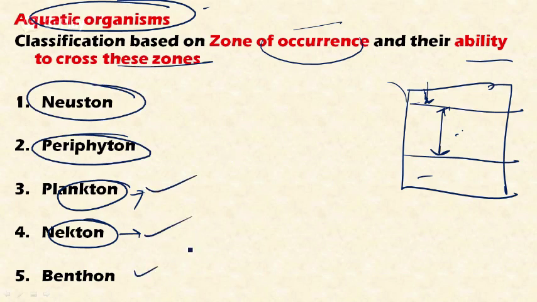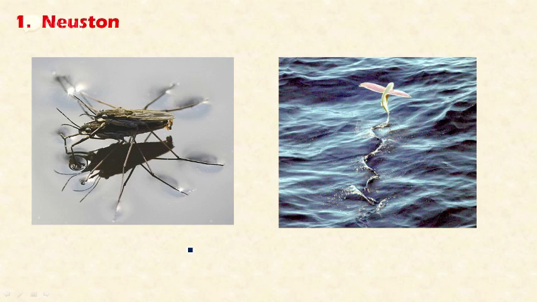Let's look at these one by one. The first is Neuston. These organisms are unattached, and they live majorly at the air and water interface, that is, on the top of the surface of the water. They spend most of their life there. The major example is the water strider, which lives between the air and water interface. Another example is the flying fish.